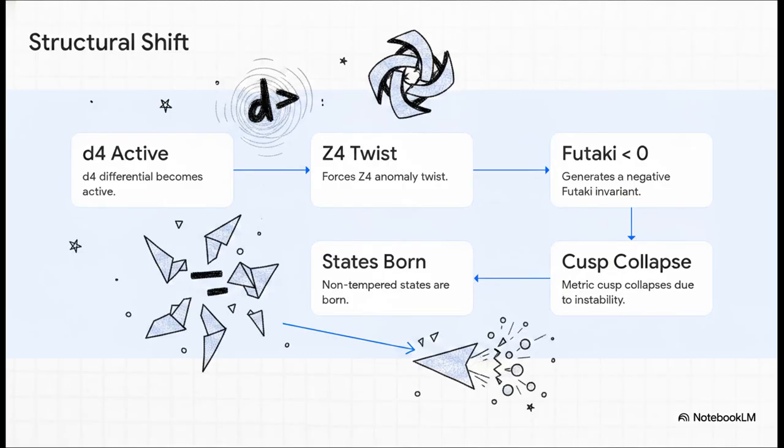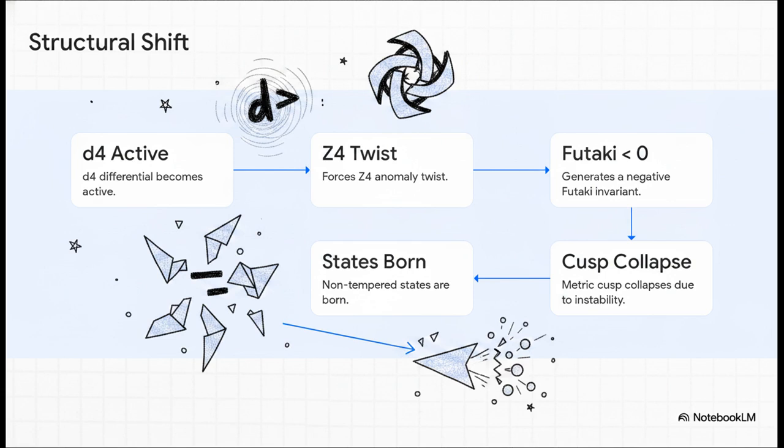Let's trace that exact domino effect. Step 1, that d4 differential becomes active. Step 2, it triggers the Z4 anomaly twist we just looked at. Step 3, this generates a negative Futaki invariant, which, by the way, is a massive mathematical red flag for geometric instability. Step 4, because of that instability, the metric cusp collapses. And finally, step 5, non-tempered states are born.